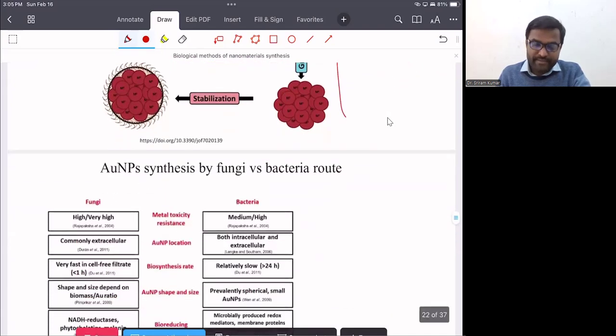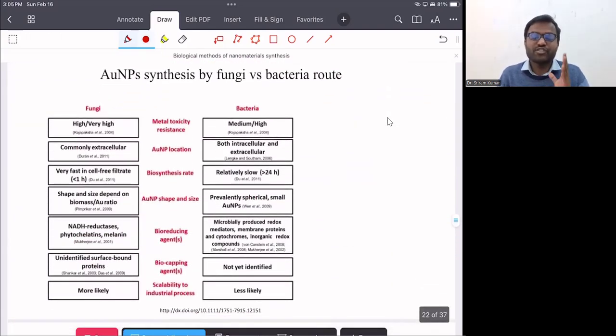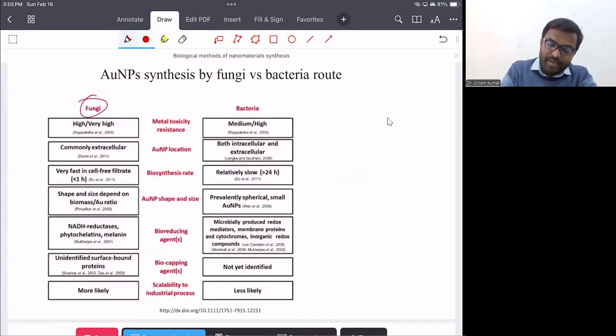Okay, so now let's understand the difference between the synthesis of nanomaterial by fungi and bacteria. If we try to develop gold nanoparticles using fungus and bacteria, there is the matter of metal toxicity resistance. The fungus has a very high metal toxicity resistance. What happens if it has a very high resistance? That means it converts more nanoparticles as compared to the bacterium.